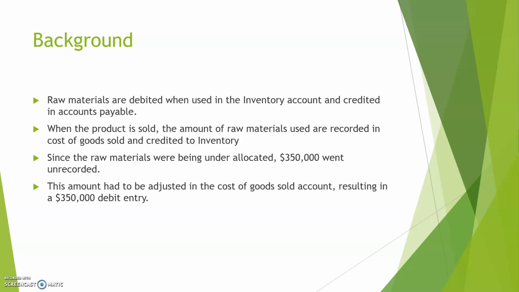Let me give you some background information. Raw materials, when used, are debited from an inventory account and credited in accounts payable. When a product is sold, the raw materials used are recorded in cost of goods sold and credited to inventory. Raw materials were being underallocated due to a miscalculation in how much polyurethane is used for each refrigerator. As a result, we had to make an adjustment for $350,000 in the cost of goods account to make up for this discrepancy. We are required to do this by accounting standards such as GAAP.